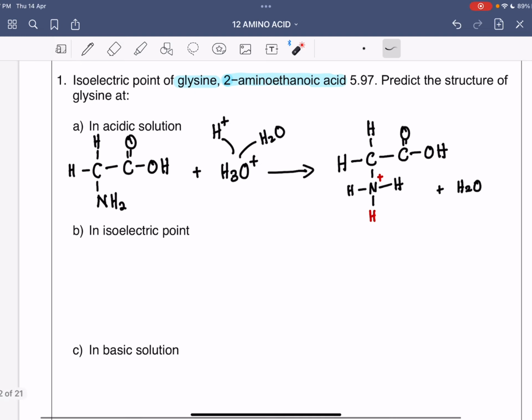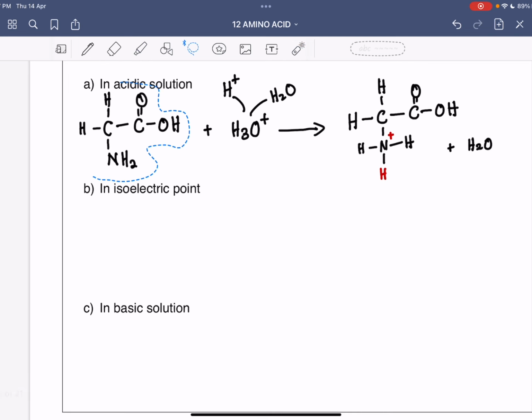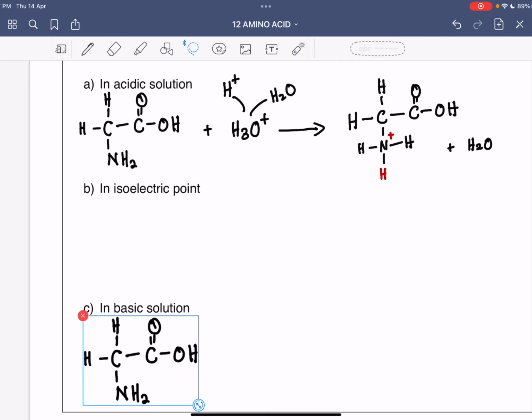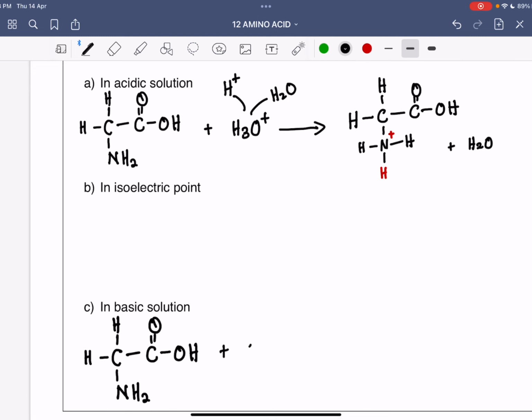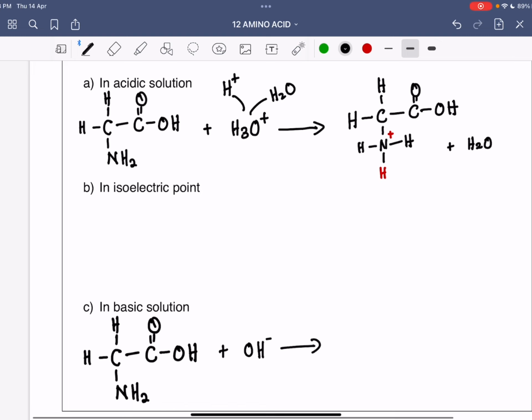How about in basic solution? Let's see the basic first. So for base, it will react in basic solution. We are going to react it with OH minus. Like I told you just now, if it's base, of course it will react with the carboxylic acid side. So what will happen? The structure at the amine will stay the same, like this.